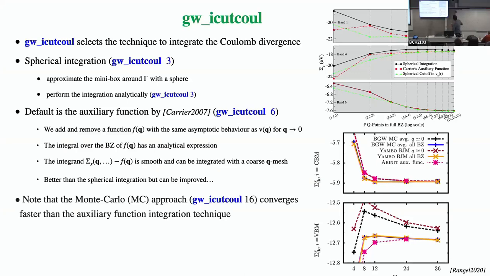This is the number of k-points, q-points, let's say, for the evaluation of the Fock operator. So by default, we use this method here. For production, we usually activate the Monte Carlo technique, but everything is explained in the Abinit documentation.